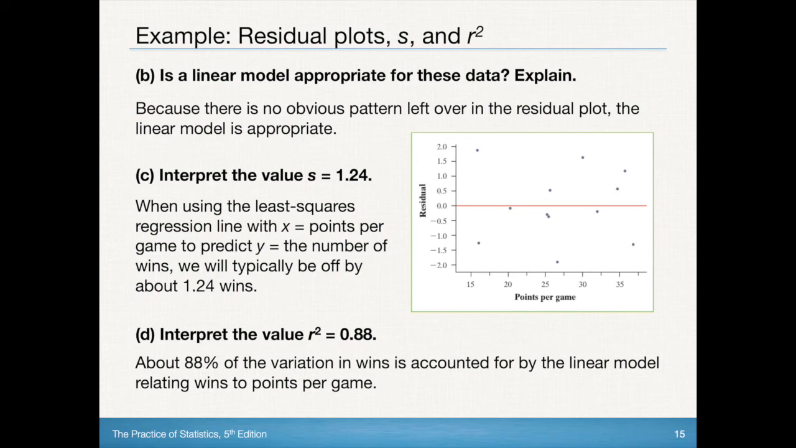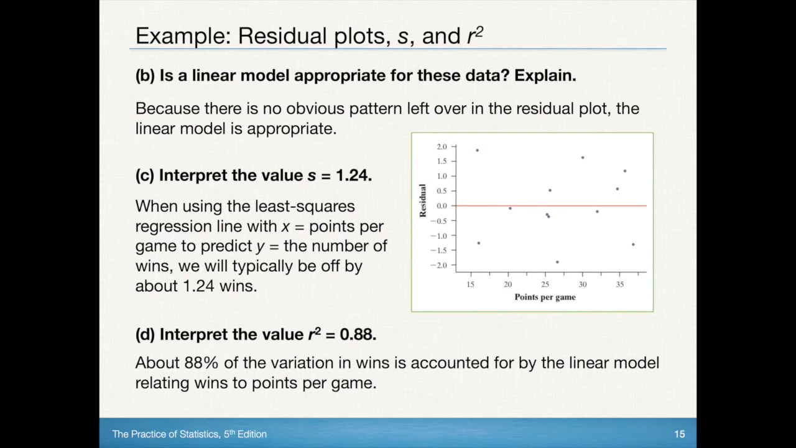If we want to interpret now the standard deviation of the residuals at 1.24, again, we put it in context and we show that the least squares regression line, where x were the points per game and the predicted values of y were the number of wins, we will typically be off by about 1.24 wins. You can hear the wishy-washy language of this all over the place. We will typically be off by about 1.24 wins. And again, that is the average or the typical deviation away based upon the residual count.